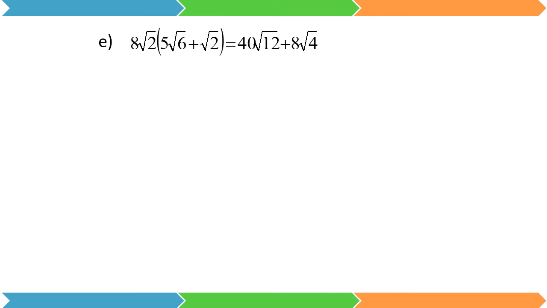Okay, for question C, we have 8 surd 2 multiplied with 5 surd 6 plus surd 2. So what we can do is apply the expansion multiplication between two surds. Applying the multiplication between two surds, 8 surd 2 multiplied with 5 surd 6, we multiply the outside and then the inside together. So 8 multiplied by 5 is 40, 2 multiplied by 6 is 12. And then for this part also, 8 multiplied by 1 is 8, and then 2 multiplied by 2 is 4. So we have this as the expansion.